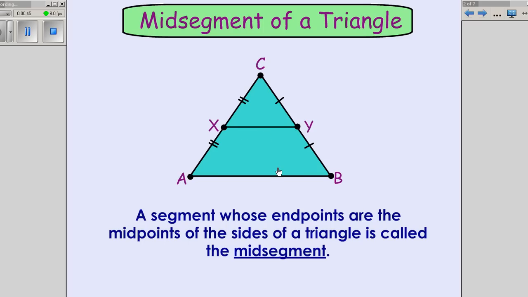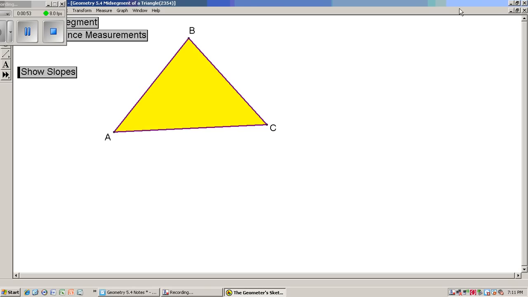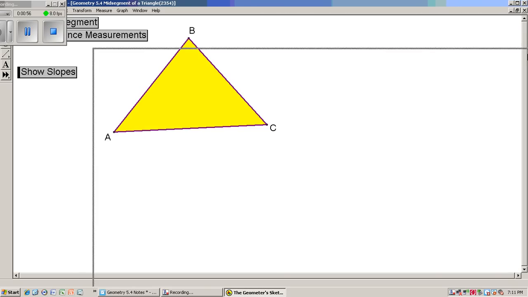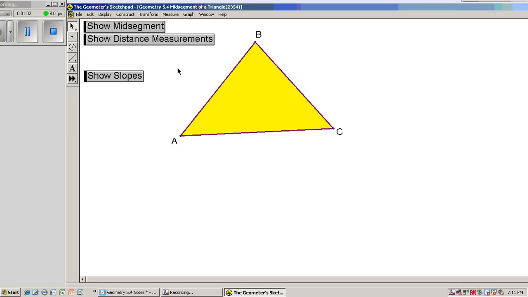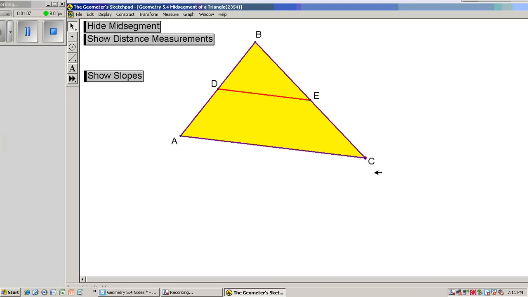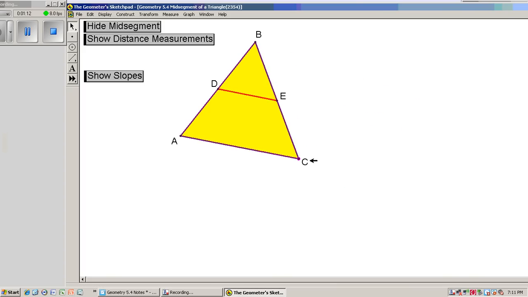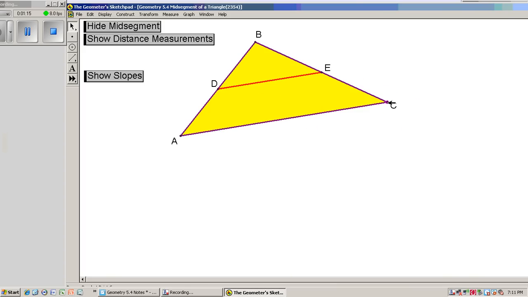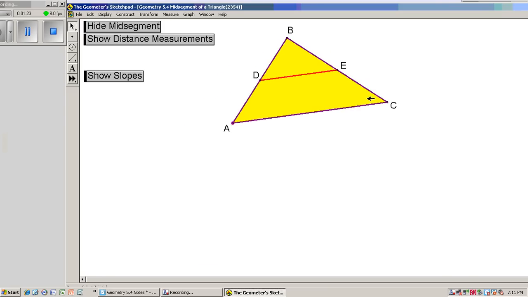Now there are special properties associated with the midsegment of a triangle, and let's take a look at a sketchpad activity to explore a bit more. In this sketchpad activity, I have a triangle drawn here. Now, if we construct the midsegment, DE, I notice that as I move the triangle around, it appears to be in the same direction as CA, and it appears that it's going to be parallel to it. It doesn't seem to move from that parallel line with CA.